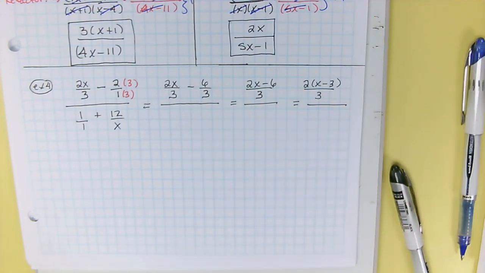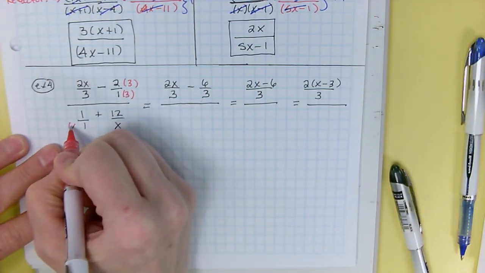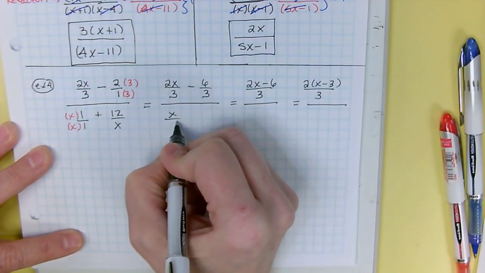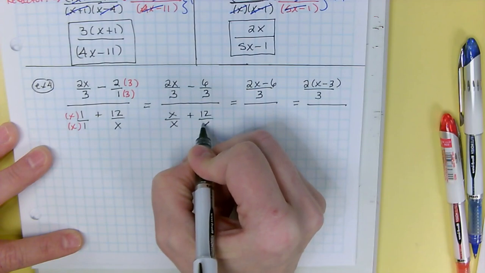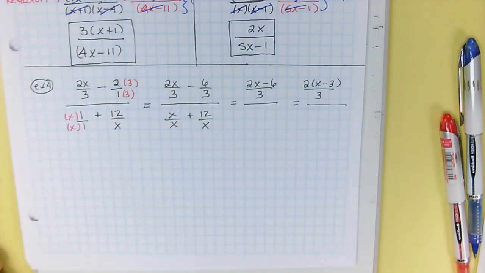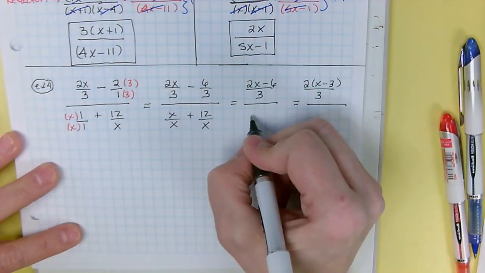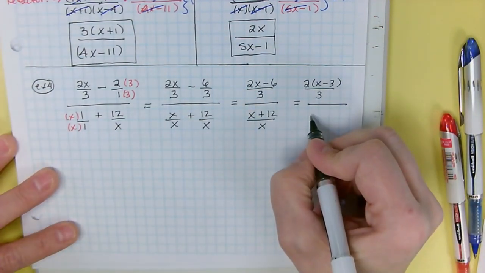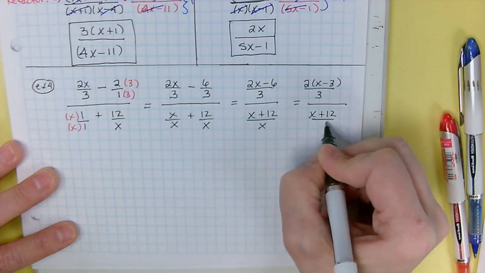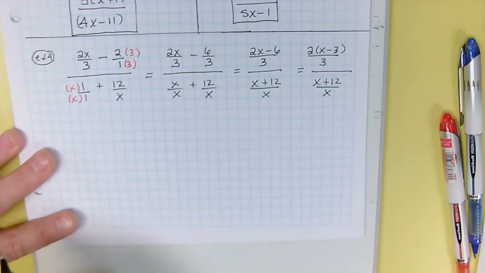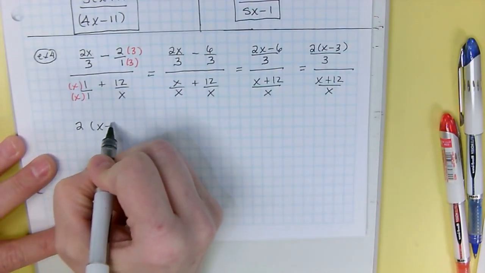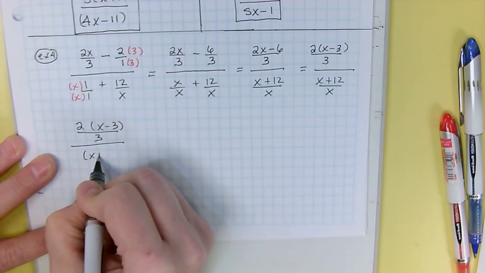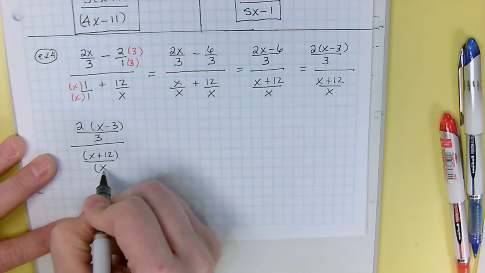So on the bottom, one of them has a 1, one has an x, so multiply the first one by x over x. So that gives me x over x plus 12 over x. Add the tops over one bottom, x plus 12 all over x, and that is as simplified as it gets. Okay, I'm out of space there, so I'm going to rewrite it. 2 times x minus 3 over 3 all over x plus 12 over x.